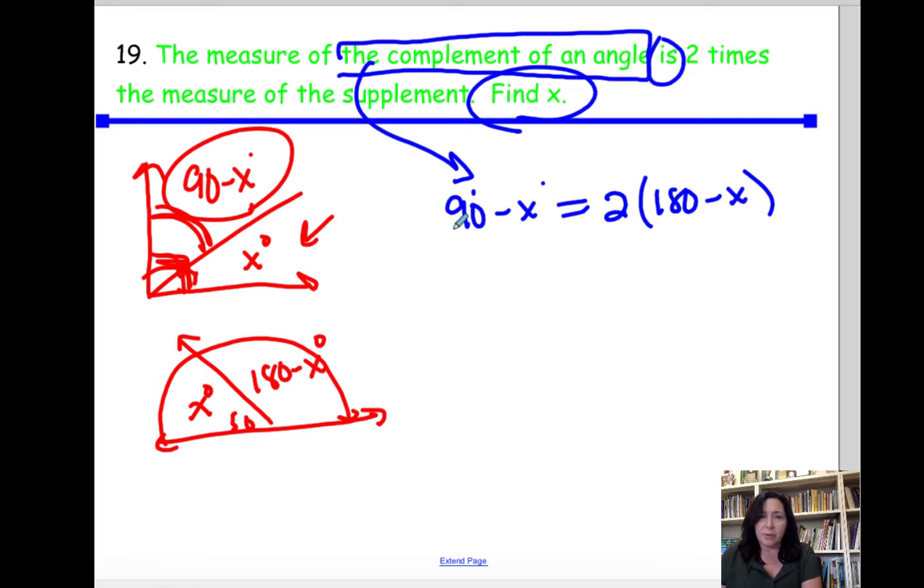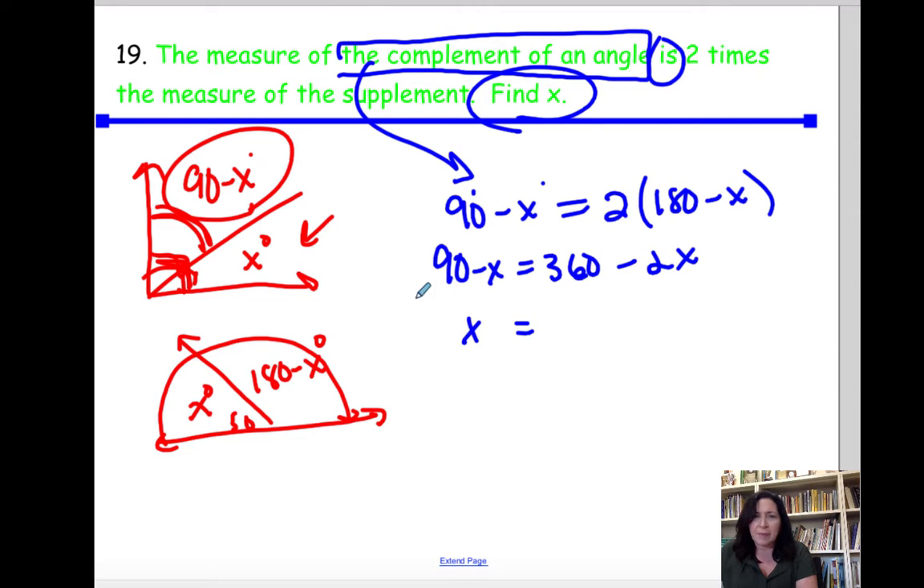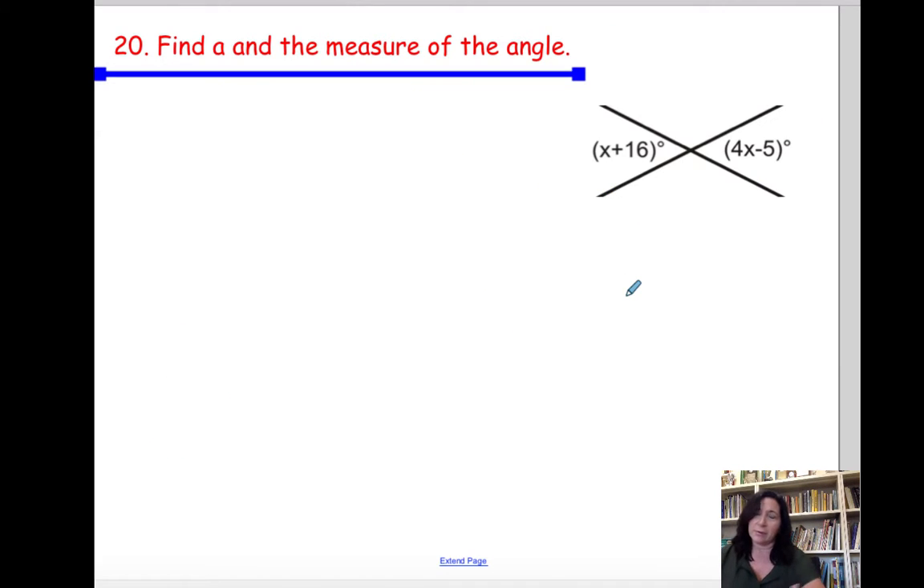So now I'm going to distribute, I've got 90 minus x is equal to 360 minus 2x. I'm going to get everything on the same side. So we got negative 2x. I'm going to add 2x to both sides. So that's going to give me x. I'm going to subtract 90 from both sides. I'm going to get 270 degrees. So x is equal to 270 degrees. Automatically, you note there's no supplement, because supplements only add up to be 180, there's no complement, and that's only going to add up to be 90. So not the best example.